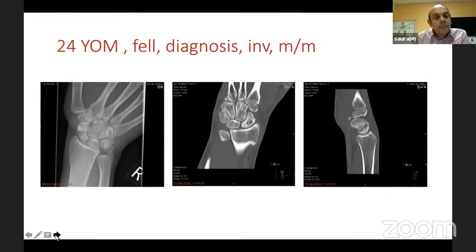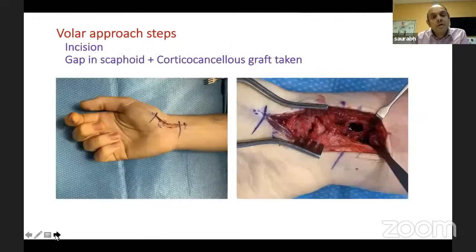So I did a volar approach. These are some of my operative pictures. Again, for exam purposes, those of you who are taking FRCS, you will go through the consent process and the checklist and the positioning and everything. And once the patient is on the table, this is the sort of incision you're looking for, because this was a non-union, so I need a graft from the distal radius. That's my tubercle. This is in line with FCR.